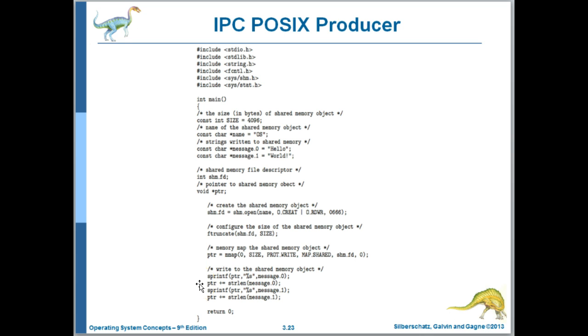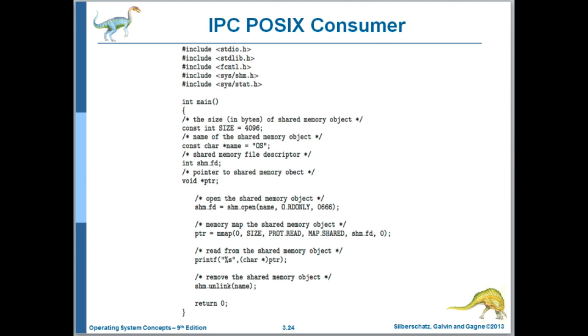This extends the pointer to just past the message, and then this places the second message into the shared memory object. Do note that the way this is implemented, the two messages, hello and world, will actually be concatenated together into a single message. So here's the consumer process code, similar operations going on.